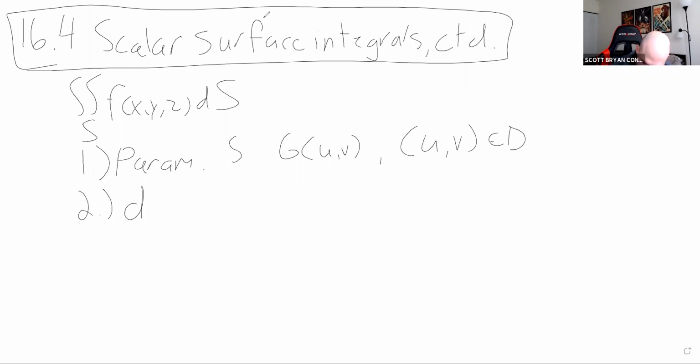Then dS becomes the magnitude of g_u cross g_v dA. And dA is either du dv or dv du, depending on the region D where u and v live. So I just leave it as dA because it could be either or. And then sometimes you might want to switch to polar or something later, but we might see something like that next week, but not today probably. Okay, so dS becomes magnitude g_u cross g_v dA.